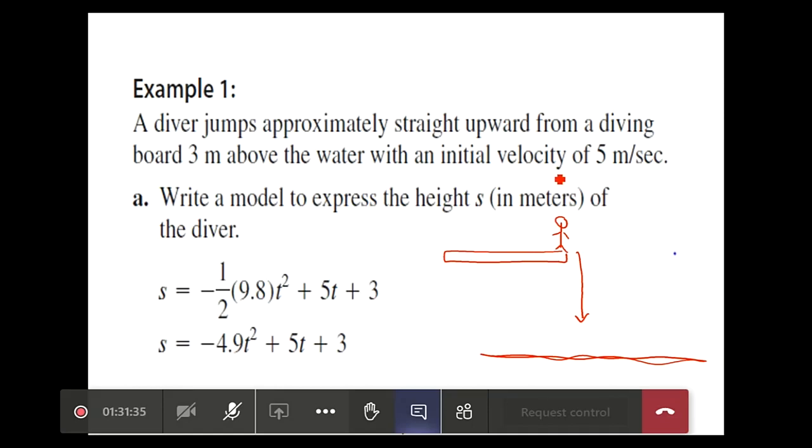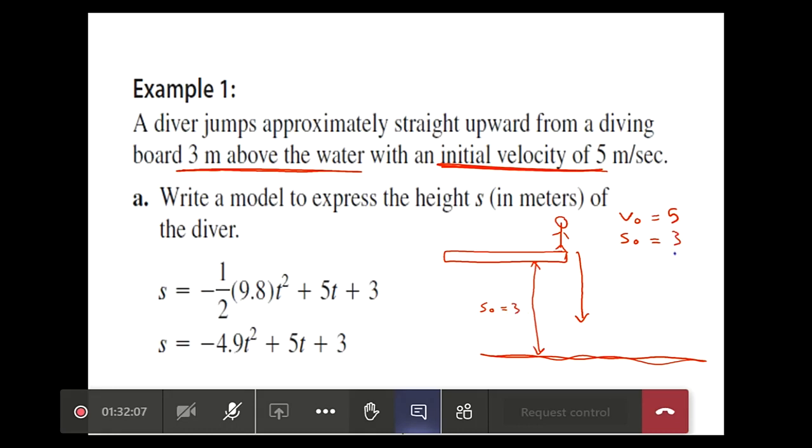The initial velocity, this means initial velocity V naught, equals what? 5, and the diving board is 3 meters above the water. So initially, the distance between the object, the person or the diver, and the water, this is S naught. What does this equal? 3.